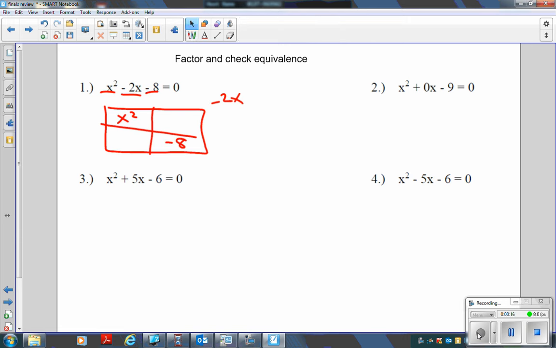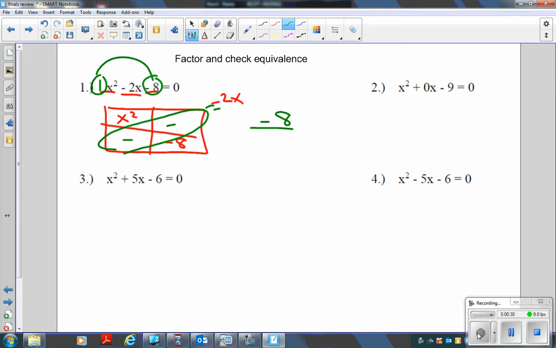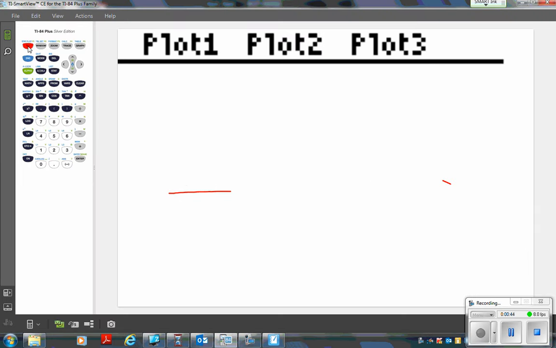Now we have to guess the two numbers that go here that will add together to give me this -2x. In order to do that, you take the number in front of the x squared, which is 1, multiply it by -8, and that gives you -8. Now you have to find all the numbers that multiply to give you -8, which is 1 and -8 and 2 and -4. We find that by going a times c divided by x. So that'll be 1 times -8 divided by x.